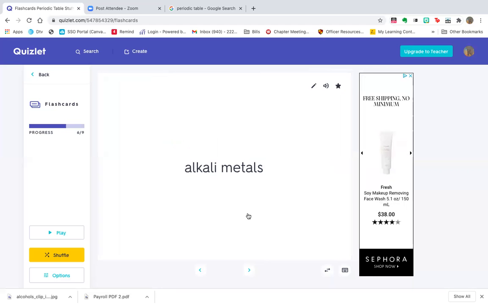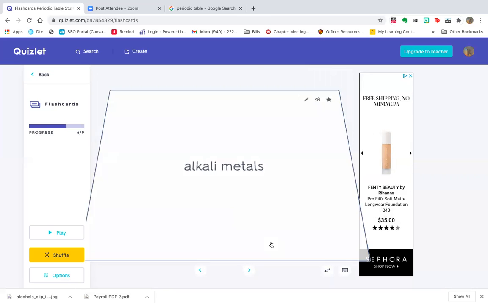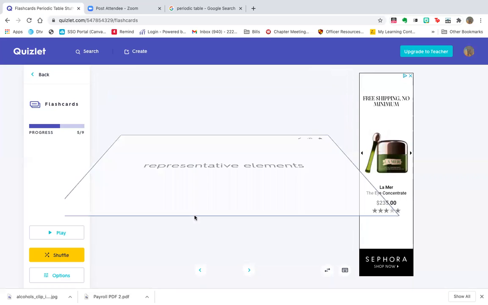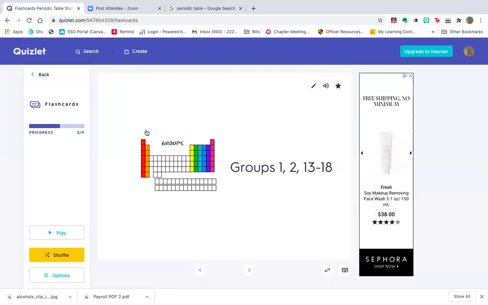Then the alkali metals. Yeah, that's going to be group 1, and it consists of lithium, sodium, potassium, rubidium, cesium, francium. And all you really need to know is that they're very reactive. Those are the most reactive metals. And that's the furthest, this red column right here. That's the alkali metals.